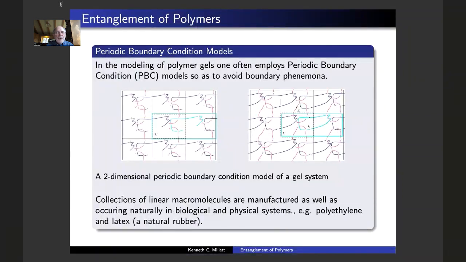We have some open arcs there, or on the right-hand side, closed chains. And then you translate these, in this case in the 2-dimensional plane, using a lattice of translations to fill out the entire plane, creating an infinite system. So this is sort of a periodic boundary condition model. You can have a 1-dimensional long strip, 2-dimensional or 3-dimensional kind of system.